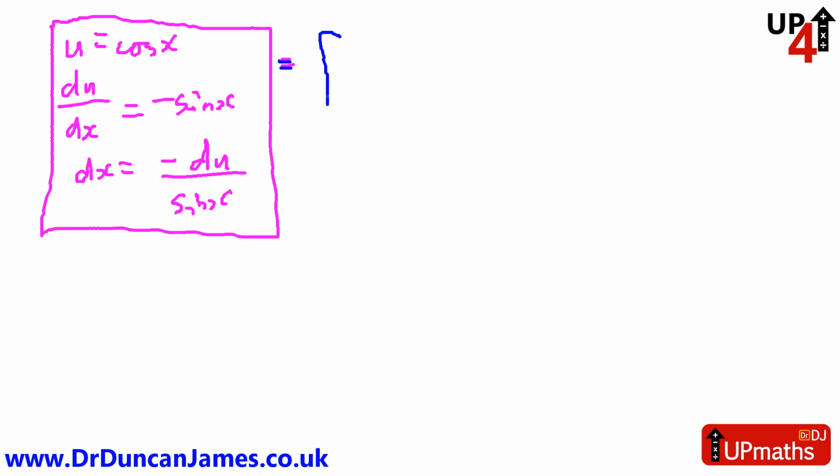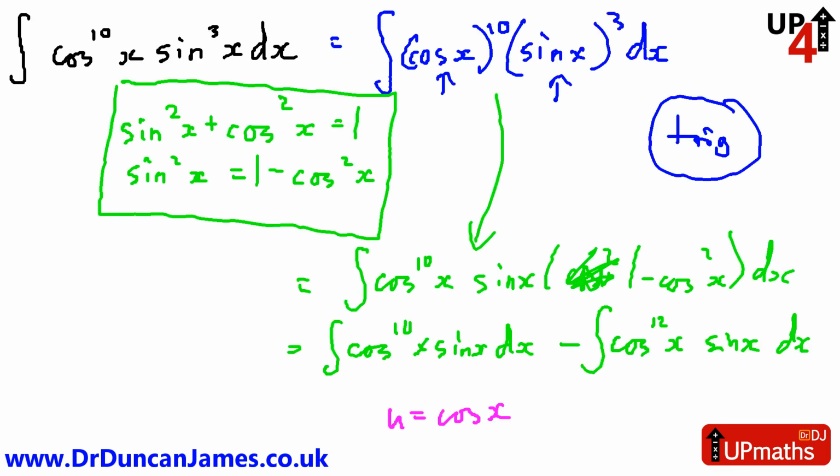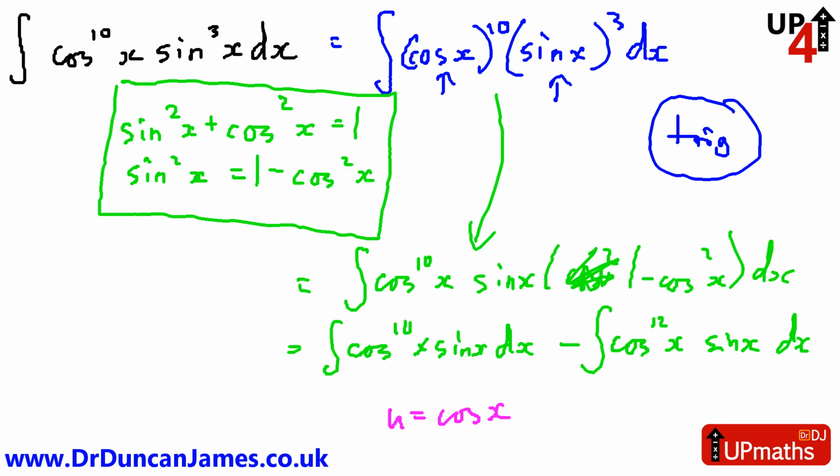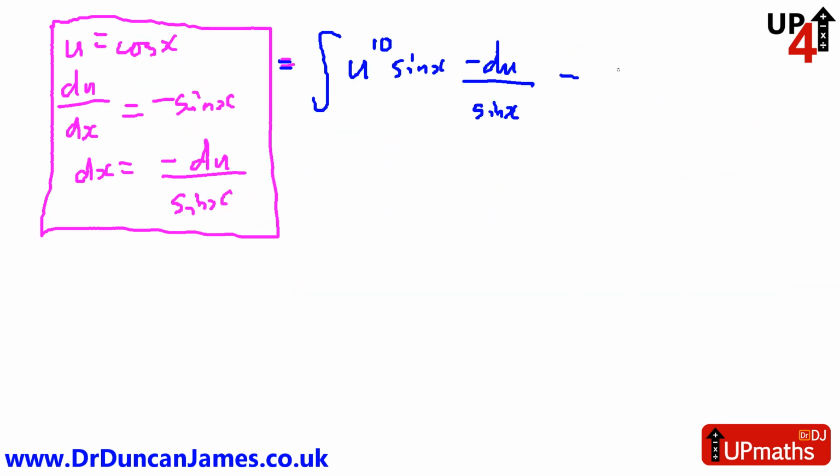So then the whole thing from before becomes the integral of u to the 10 sine x, minus du over sine x. Remember, that doesn't actually mean minus, it just means it's timesing it because it's built into the fraction. And the second bit was basically the same thing, we've got a minus in front and it's going to be u to the 12 sine x, minus du over sine x. Oh look, the sine x's cancel, that's handy.